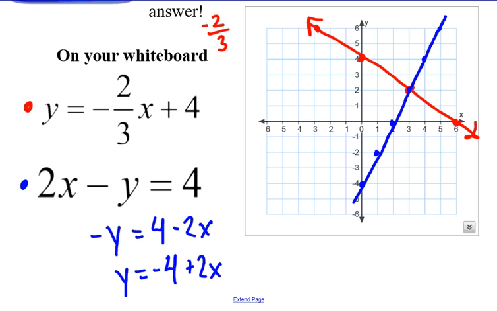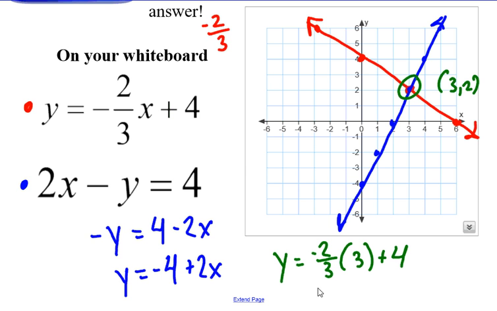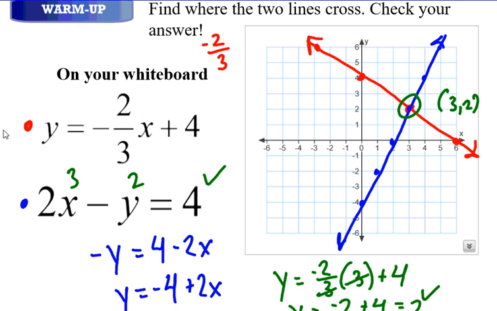And we see that it crosses at the point (3, 2), which means if I put 3 in for x and 2 in for y, it should make two true statements. So let's check. -2/3 times 3 plus 4. That leaves us at -2 plus 4 is 2, and that's exactly what it needed to be. The other one, if I put 3 in for x and 2 in for y, I get 2 times 3 is 6, 6 minus 2 is 4, and it works for that one as well. So it works for both. That's what we mean to check it algebraically.